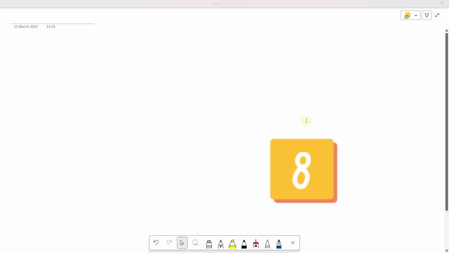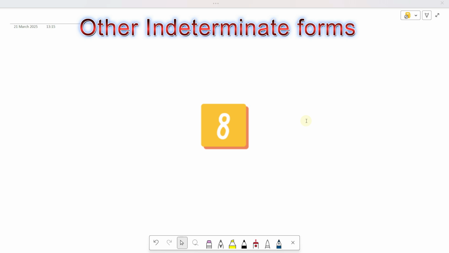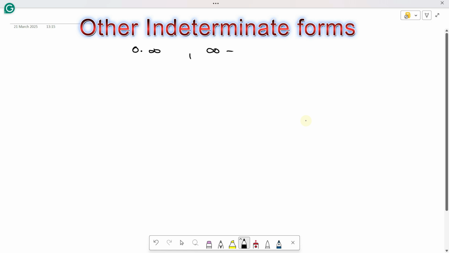Must know number 8, other indeterminate forms. There are other indeterminate forms that I want you to know. The form 0 times infinity and the form infinity minus infinity. These indeterminate forms should be known too. And to deal with these, you have to use some tricks and try to transform these forms into the 0 over 0 form and the infinity over infinity form, so that you can apply L'Hopital's rule to calculate your limit.